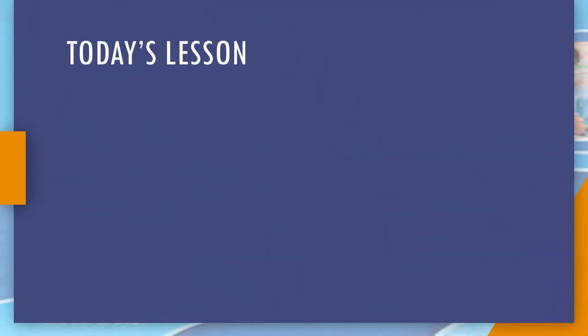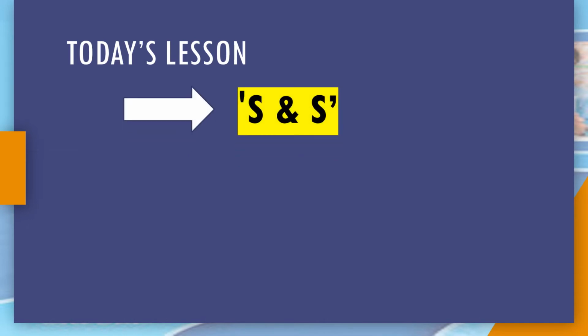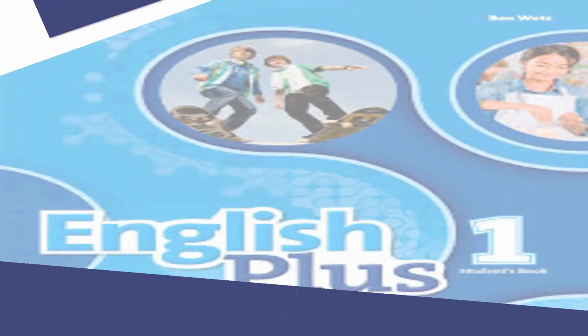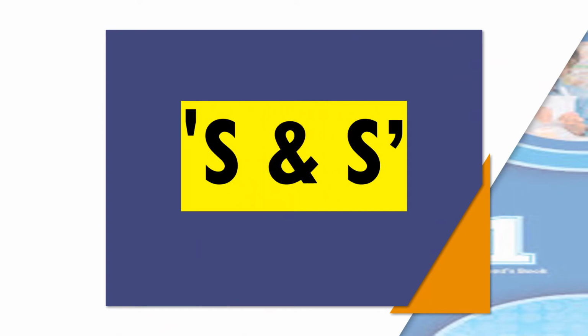Okay, so for today's lesson, we are going to learn about two things. The first one is apostrophe S and S apostrophe, and the second one, asking questions using verb to be. In the previous lessons we have learned about verb to be, the singular and plural, and the is, am, are, isn't, aren't, all of that. So today we are going to learn how to ask questions using the verb to be that we have learned before.